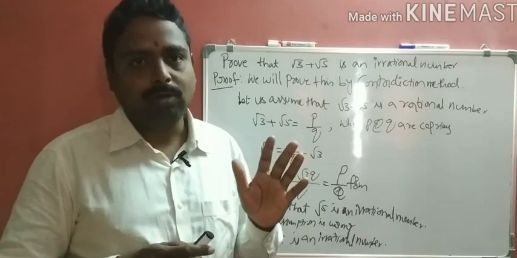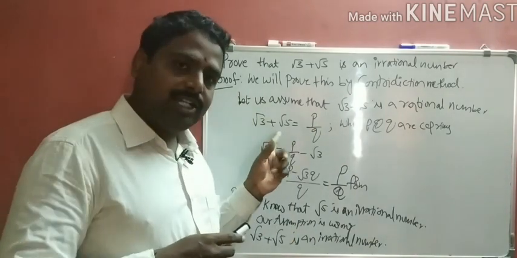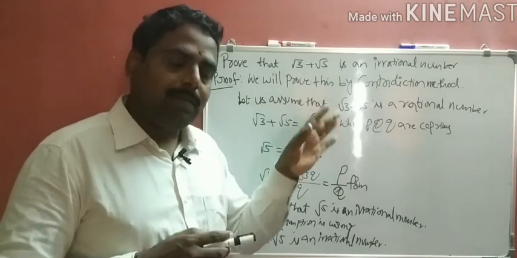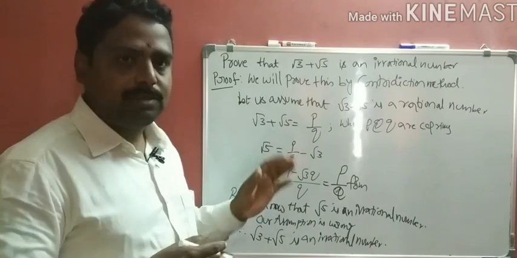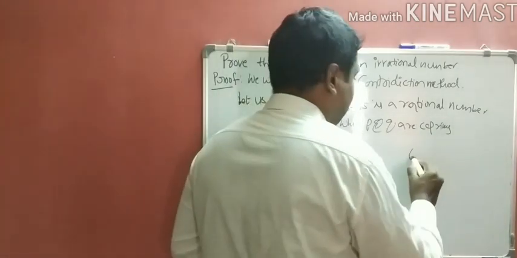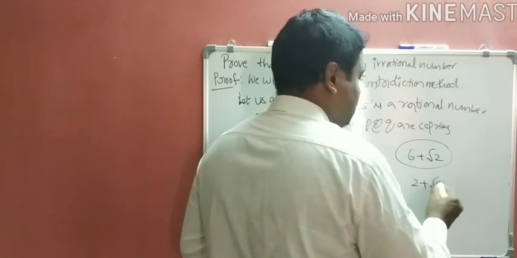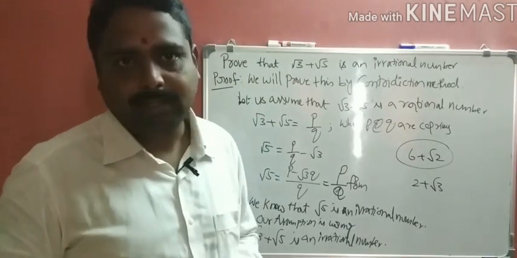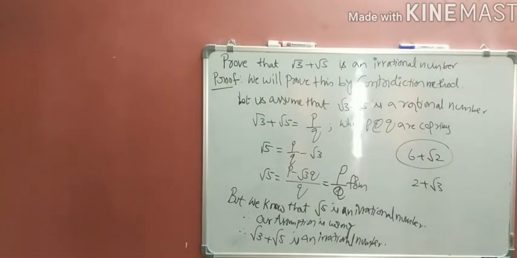For the general standard forms, for example root 2, root 3, root 5, we have to prove them with the previous session's method. For the combination of two irrational numbers, or one rational number and an irrational number, or one integer and an irrational number, we have to follow this method. Now you have to prove 6 plus root 2 is an irrational number, and 2 plus root 3 is an irrational number. Understand? Okay.